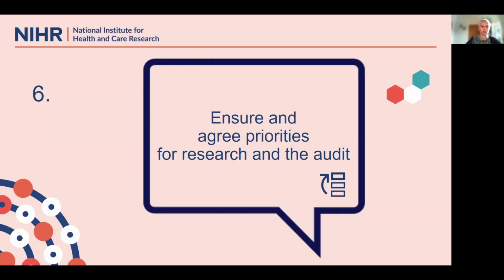Top tip 6, identify shared priorities between the researchers and audit staff to help build relationships for collaboration. It's always good to start with something that you know that is going to be a priority for both the audit team and the research team.